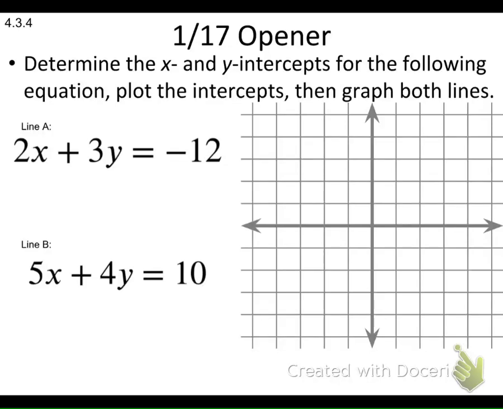It is Thursday. So we're in the brown first hour. So we're going to jump straight into the opener.